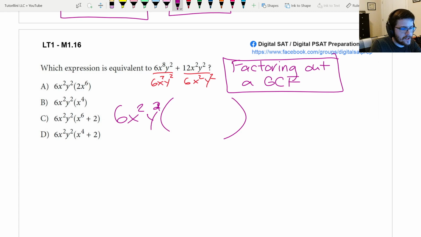Okay, 6 divided by 6 is 1. X to the 8 divided by x squared. We subtract when we divide. Rules of exponents tells us when we divide by a common base, we subtract. So it's x to the 6. And the y to the 2 goes away. And then plus 12 divided by 6 is 2. And then all this stuff goes away. X squared divided by x squared is just 1. And y squared divided by y squared is just 1. So we should have 6x squared y squared. I'm going to rewrite it just for the sake of it, making it neater for my notes.